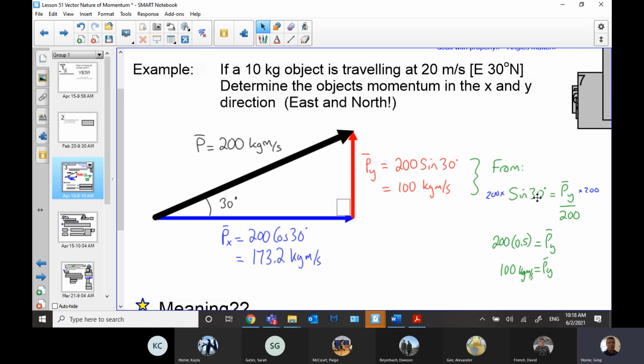So I'm going to use sine and write down SOHCAHTOA to remember that it's sine and all that stuff, right? But either way, hopefully you can at least get the sine of 30 equals the unknown y component over 200. That, of course, solves to be 200 times the result of the sine 30.